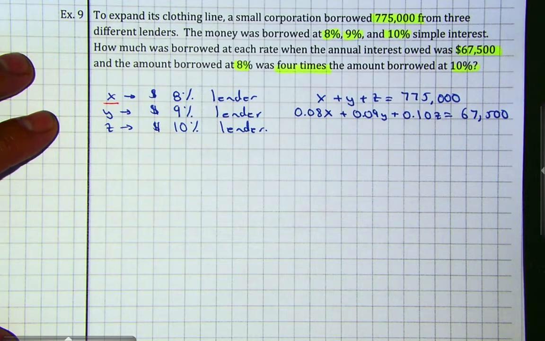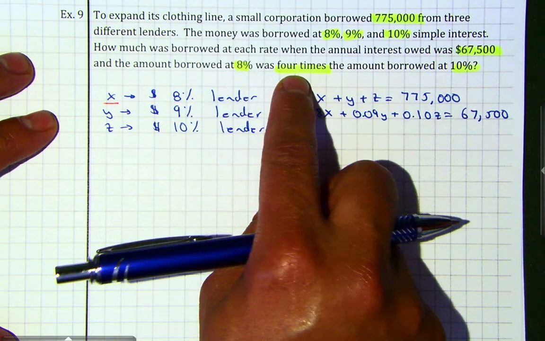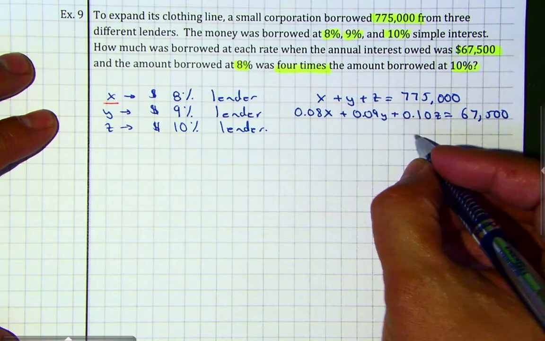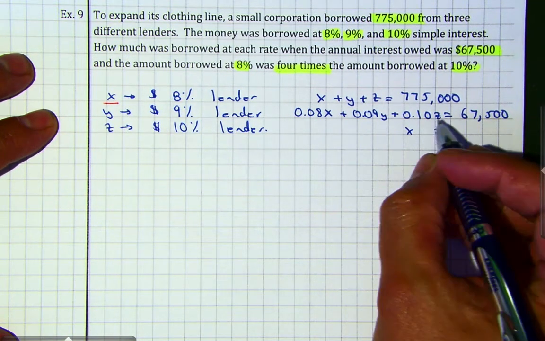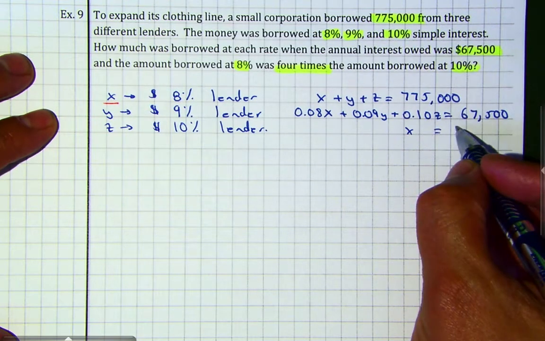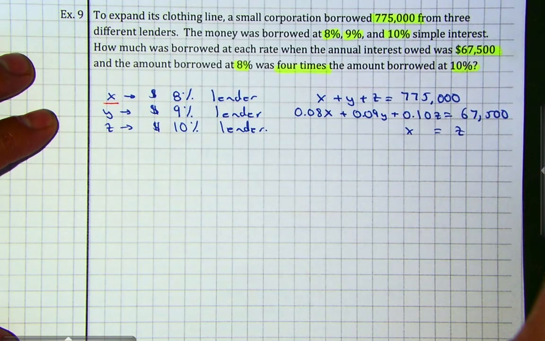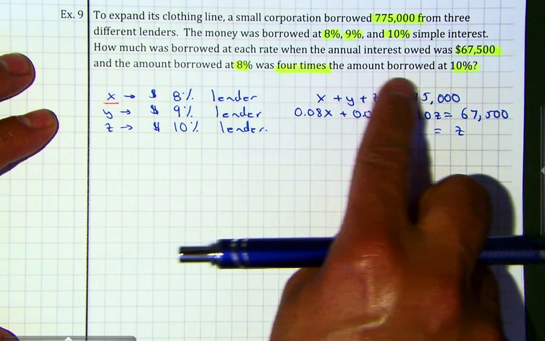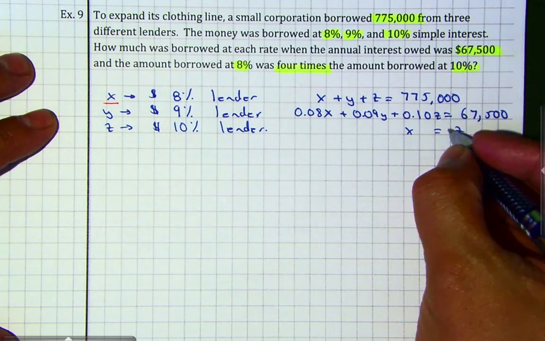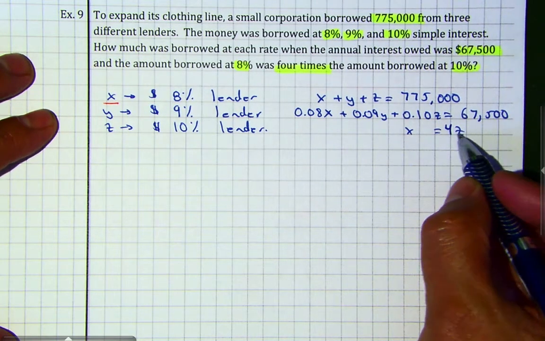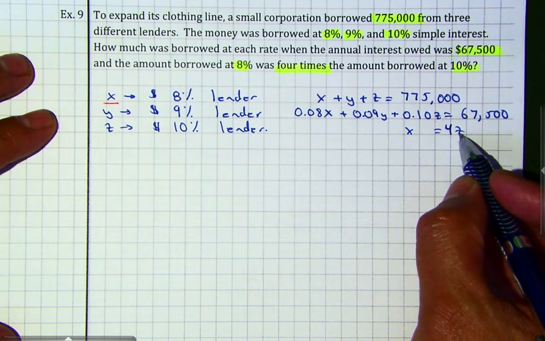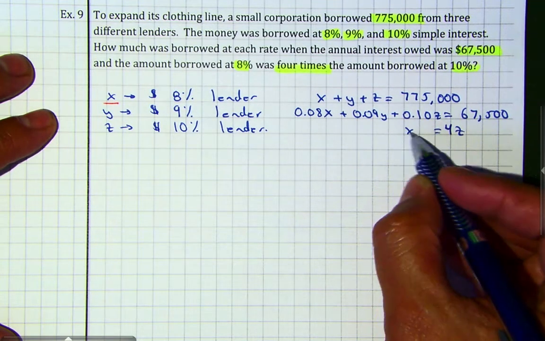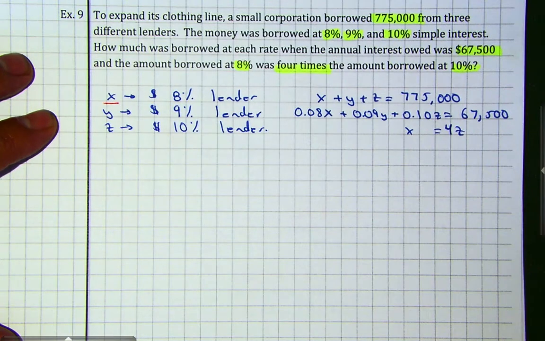Now the last equation: the amount borrowed at 8% was 4 times the amount borrowed at 10%. So 8% is the X, and 10% is the Z. Which one gets the 4? The Z gets the 4, because if they borrow 10,000 for the Z, that'll be 4 times 10,000, that'll be 40,000. So X equals 4Z. And now that we have our 3 equations, now we can solve.